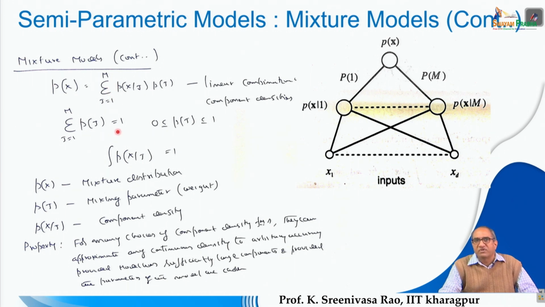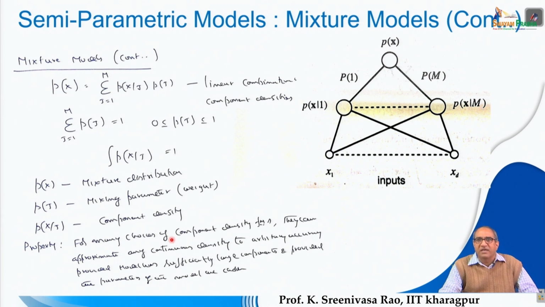Therefore the sum of P of j equals 1, and P of j will be between 0 and 1. These are the generic probability theory constraints, and we know that the integration of P of x given j over x gives 1, because integrating all these densities gives you the overall density P of x. So P of x is the mixture distribution, the probability density function due to the mixture model. P of j is the mixing parameter weights, and P of x given j is the component density, that means the probability of x from each component.